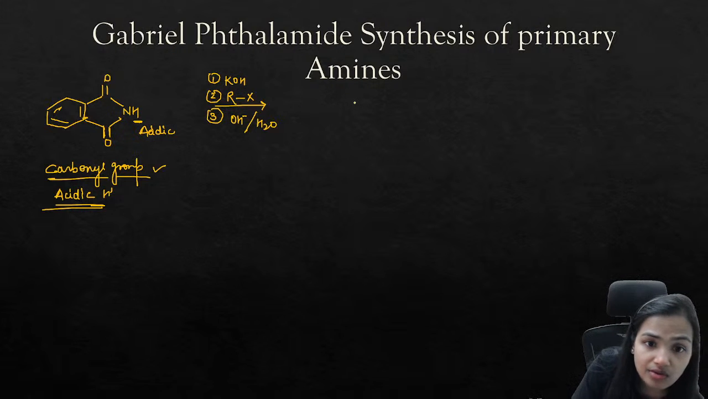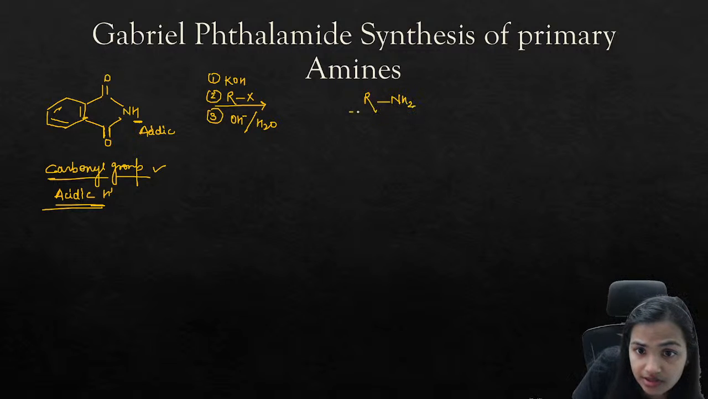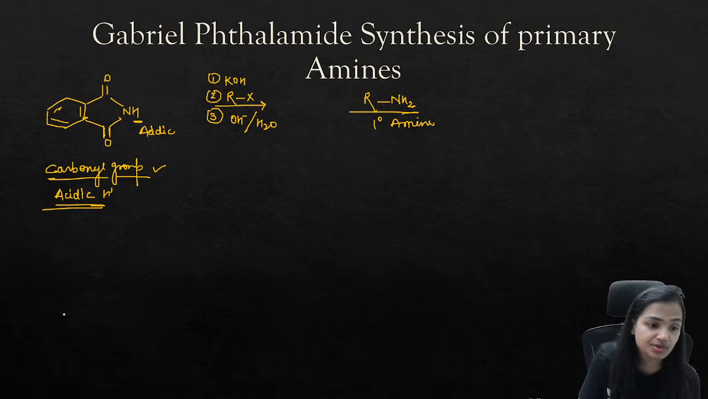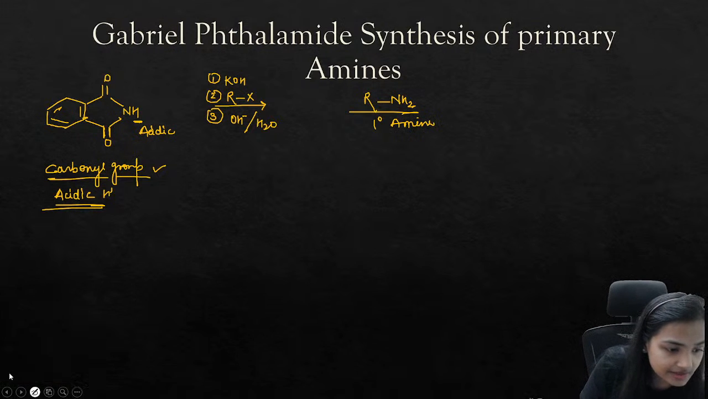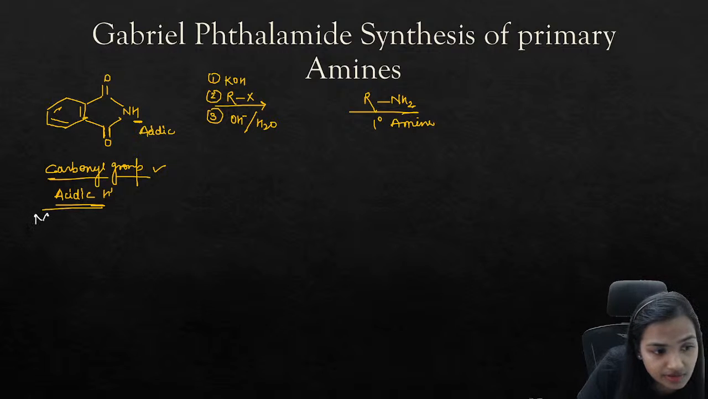Now let me tell you how the primary amine you will be getting. So the R that you are getting here, you will be getting RNH2. This is your 1 degree amine. So this is the preparation of this kind of species. Now let me go with the mechanism for you, that how does this happen.